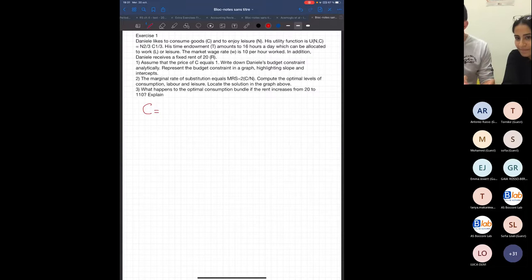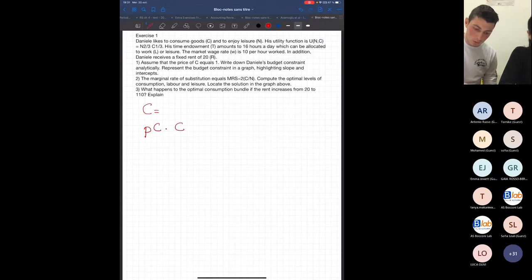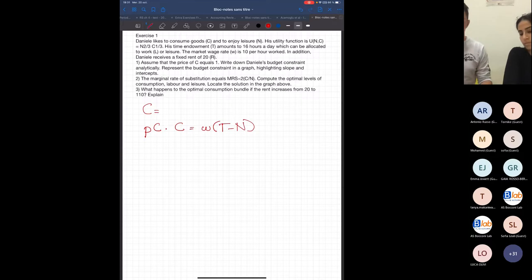Okay, nice. Anyway, what you have to consider first of all is your budget constraint. In this case, Daniele's budget constraint is equal, on one hand, to the price of the consumption good per consumption good. On the other hand, it is equal to the wage rate multiplied by the time endowment minus the number of leisure hours that we dedicate to ourselves every day.